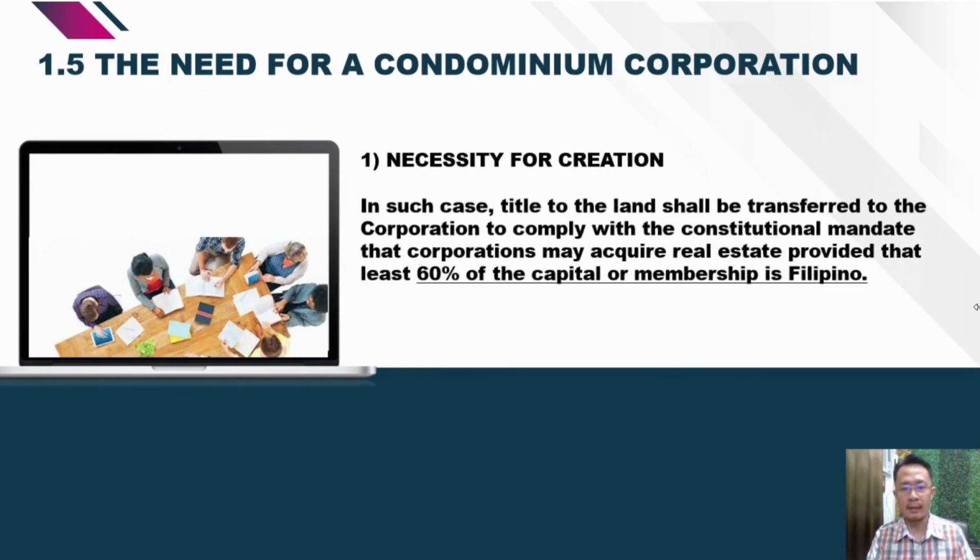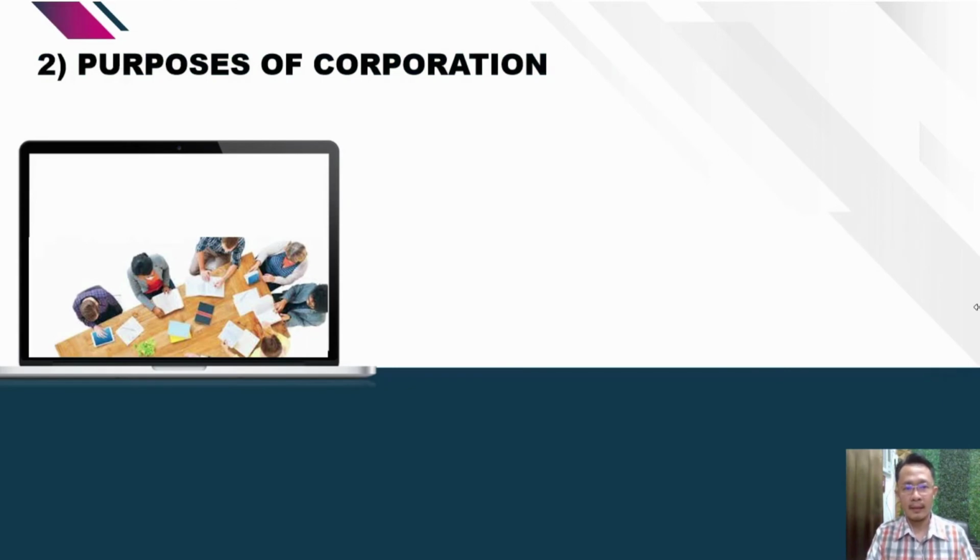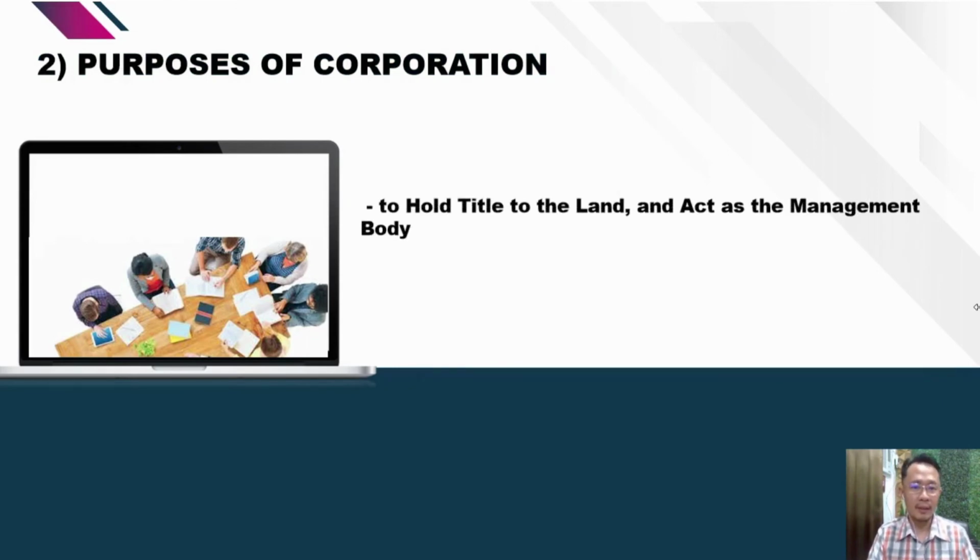In such a case, the title to the land shall be transferred to the corporation, so as to comply with the constitutional mandate that a corporation may acquire real estate provided that at least 60% of the capital or the membership is Filipino. The purposes of a corporation: this is to hold the title to the land and act as the management body.